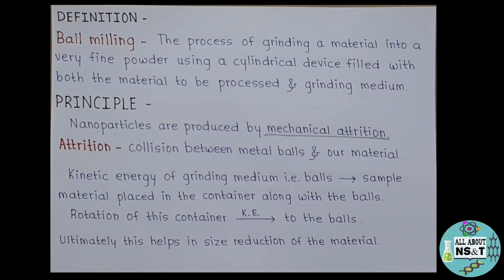Firstly, let's look at the definition of ball milling. Ball milling is defined as the process of grinding a material into a very fine powder using a cylindrical device filled with both the material to be processed and grinding medium. So now that you know the definition, let's look at the principle of ball milling.